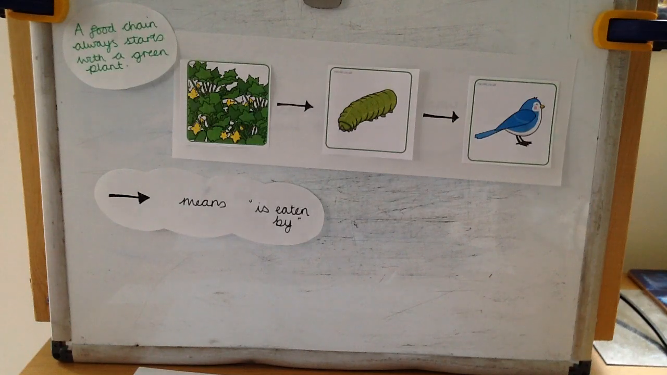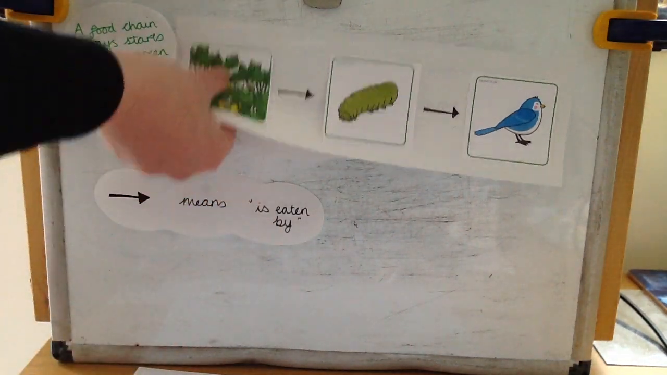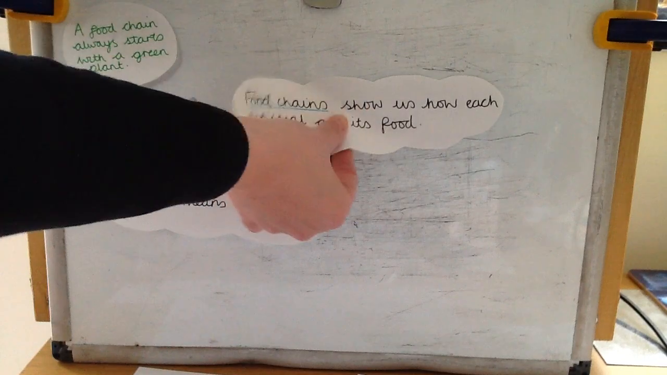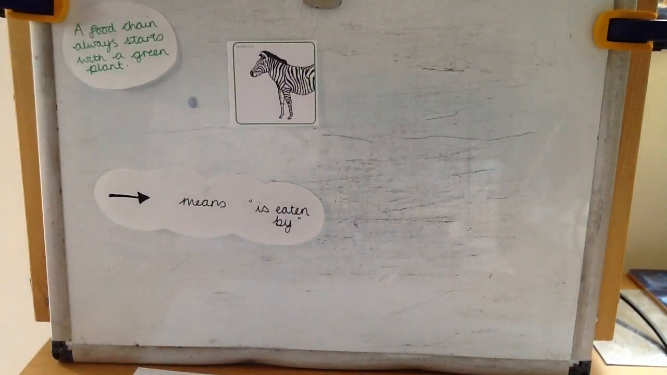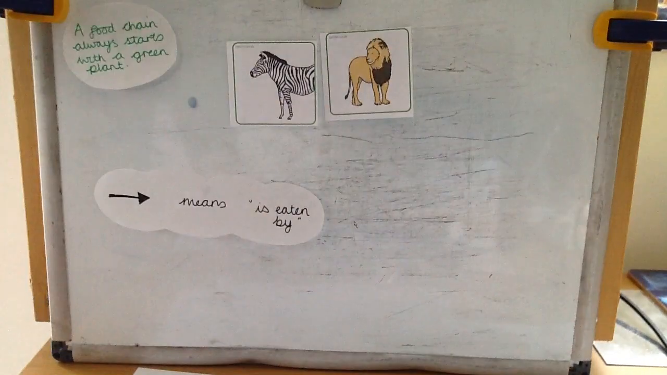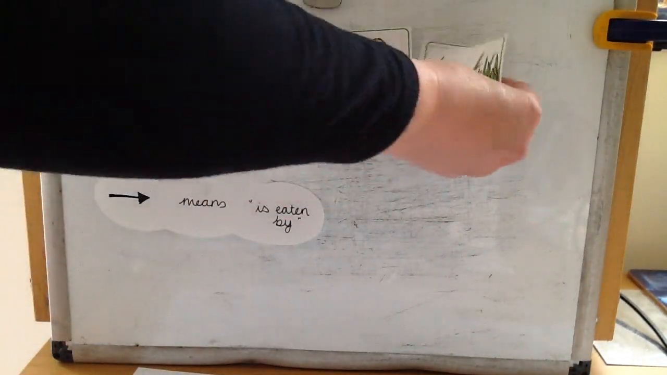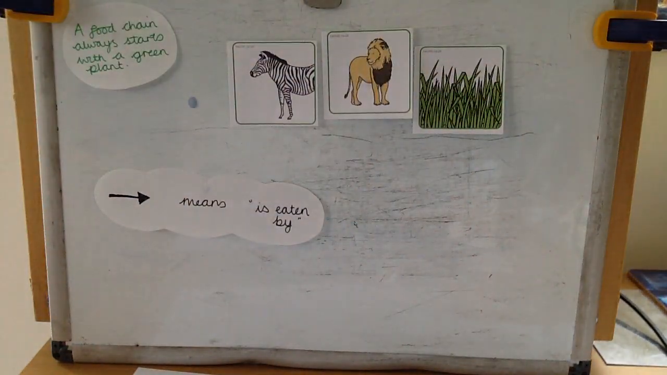Okay, fantastic. What I'd like you to do now is have a look at my pictures. I'll just remove these. Have a look at my pictures. So these are some animals and some plants. What I'd like you to do is talk to the adult next to you and tell them how you would organise these pictures to create a food chain. Pause it now so that you can talk to that adult.